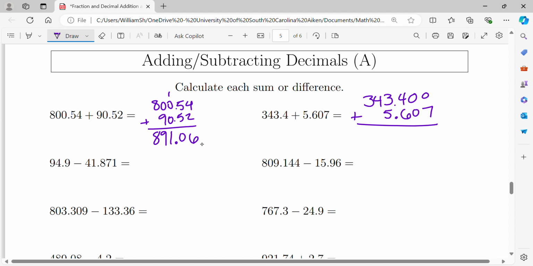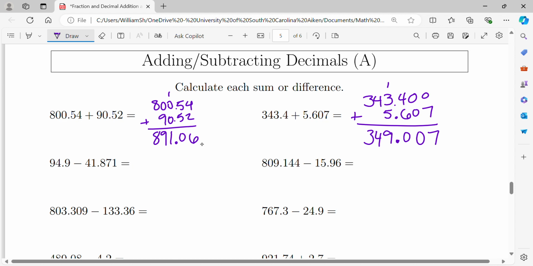Addition is pretty straightforward though, but add the zeros if it helps. Alright, 7 plus 0 is 7. 0 and 0 is 0. 6 and 4 is 10, so I need to carry that 1. I need to drop that decimal. 5 plus 3 plus 1 is 9. I got a 4 and a 3 there. So I've got 349.007.